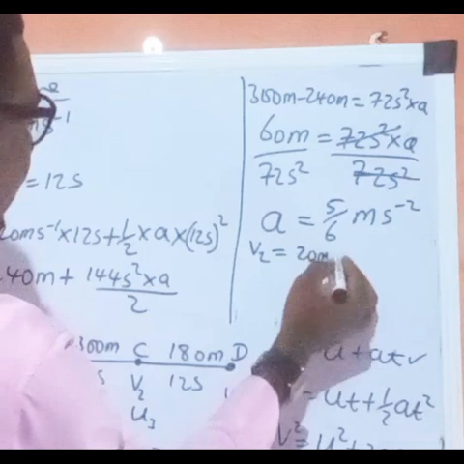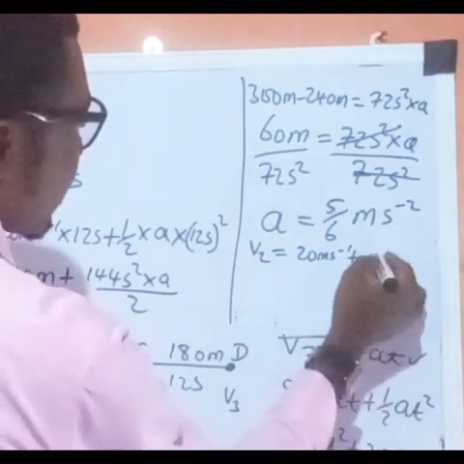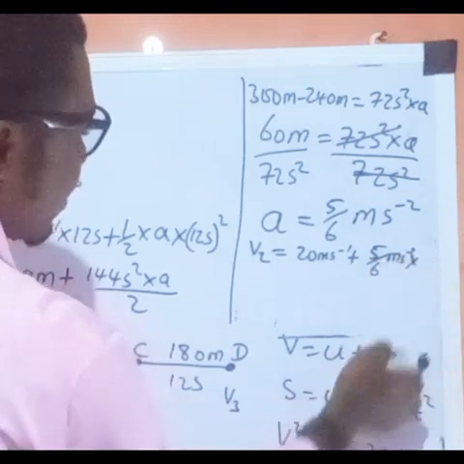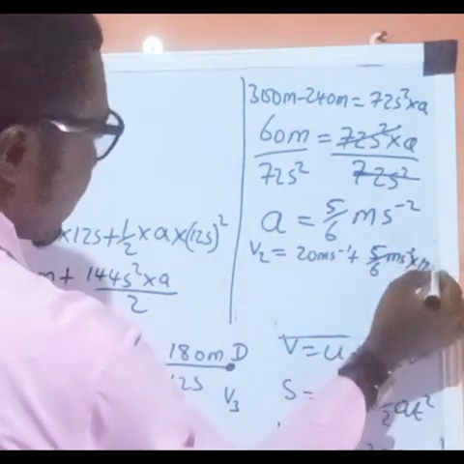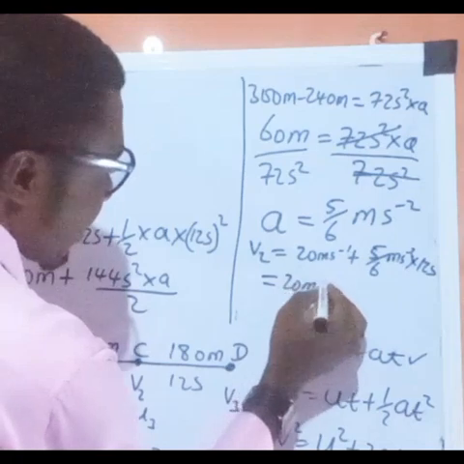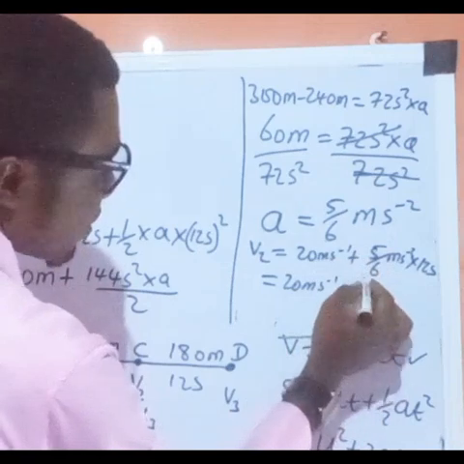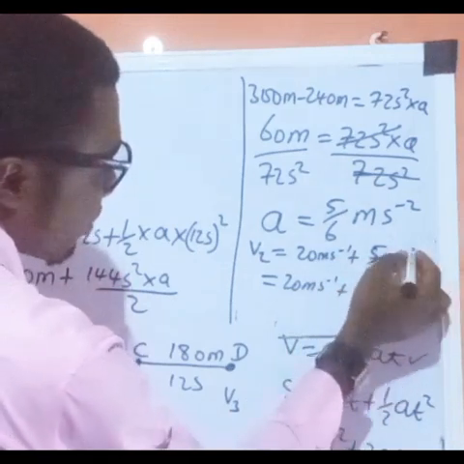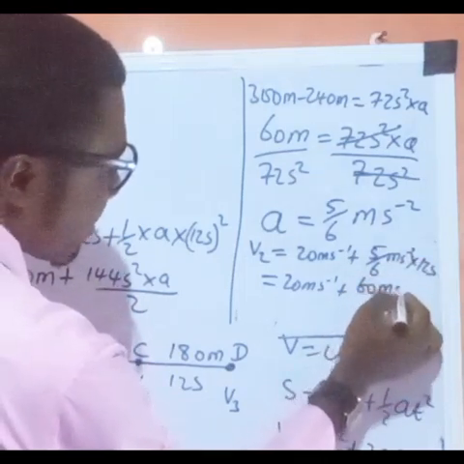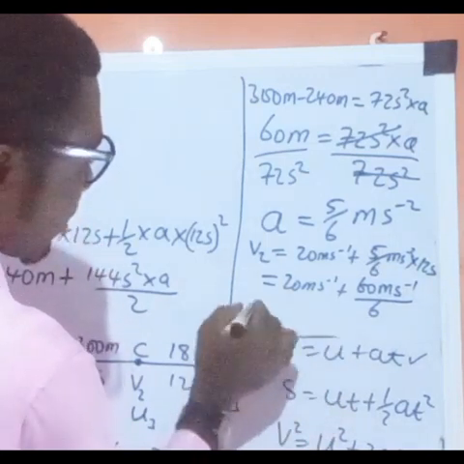20 meters per second plus a, which is 5 over 6 meters per second squared, times t, that is 12 seconds. That is equal to 20 meters per second plus 5 times 12, which gives us 60 meters per second squared times second, because 1 minus 2 gives us minus 1. So we have meters per second all over 6. 60 divided by 6 is going to give us 10.